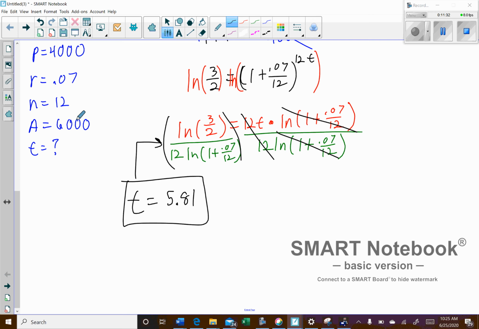The hardest part might be making sure you put it in the calculator right. So make sure you get a reasonable answer. If your answer comes back as, you know, 54, obviously something's wrong. It's not going to take 54 years for the investment to grow a couple thousand dollars. So anyways, be careful to check for reasonableness.